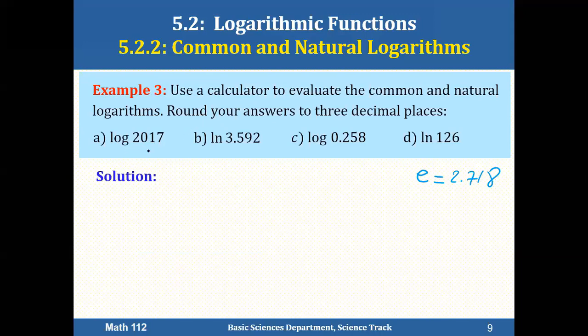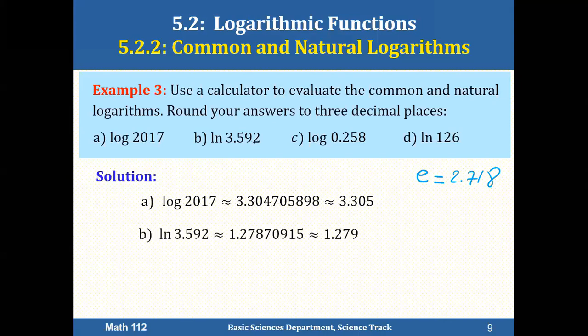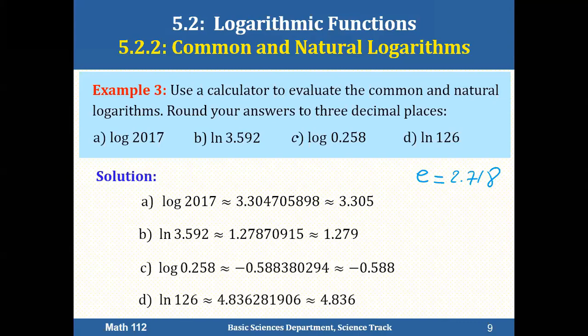إذن لوج 2017 كم هذه؟ 3.305. الآن 3.592. 1.279. So we can same way compute any log using the calculator directly. Okay. ليش هنا أخذ only positive value؟ هل ممكن نحسب ln of minus 2 مثلا؟ كم ln of minus 2؟ Undefined.